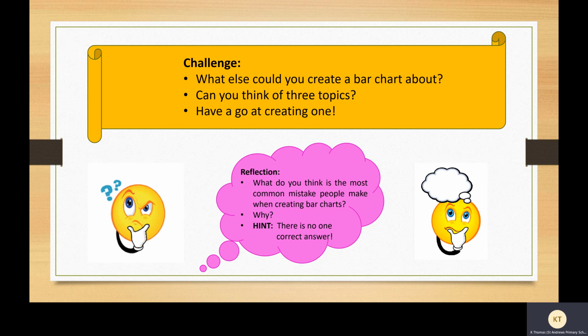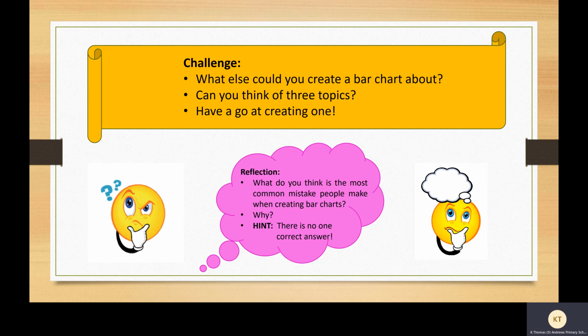What else could you create a bar chart about? Can you think of 3 topics? Have a go at creating one. So the Year 5 teachers would like you to think of 3 topics you could possibly create a bar chart about. You need to write them down for us.